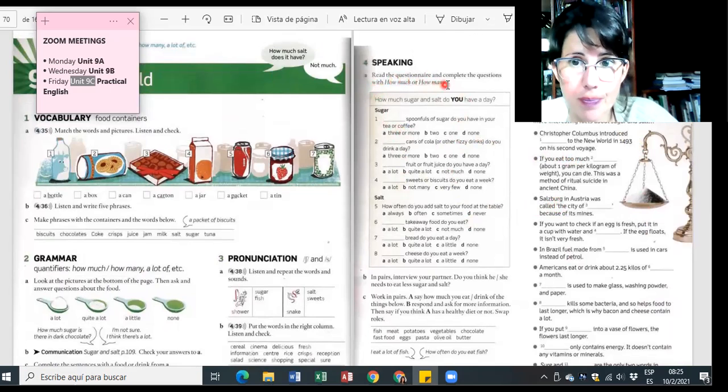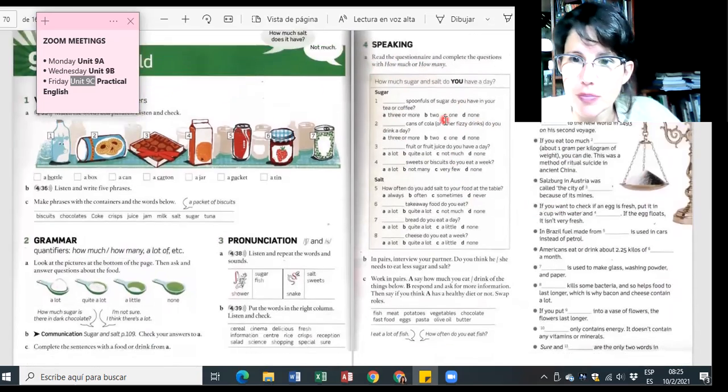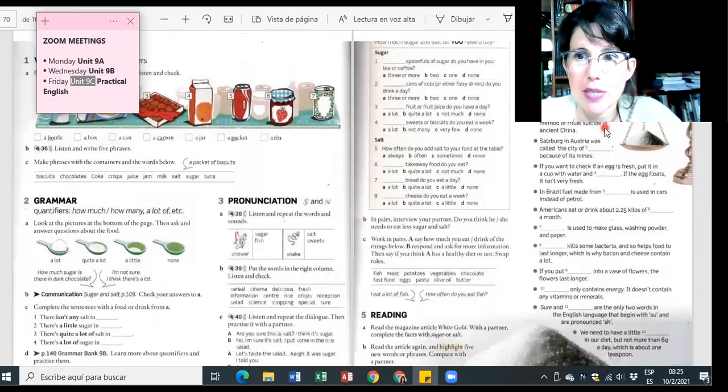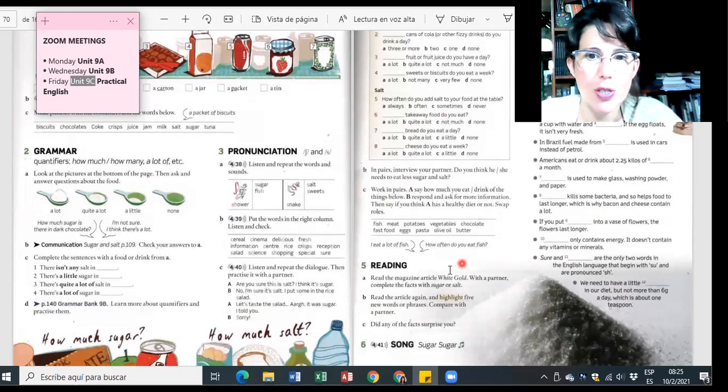Read the questionnaire and complete the questions with how much or how many. So you need to distinguish between countable and uncountable nouns. Reading. That's why it's important to read this at home. Try to read and try to complete.